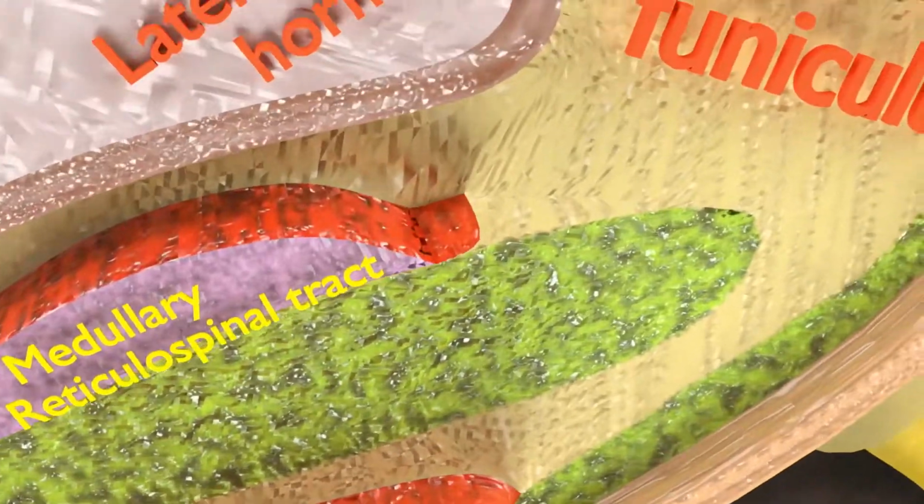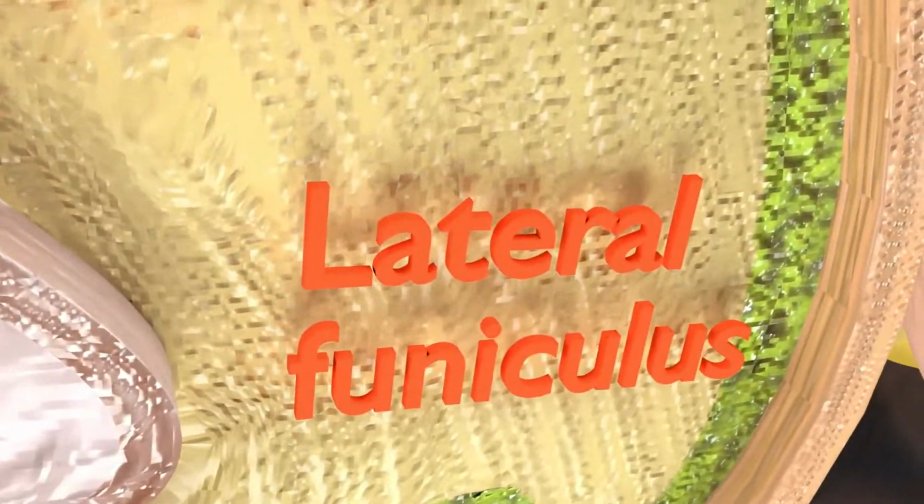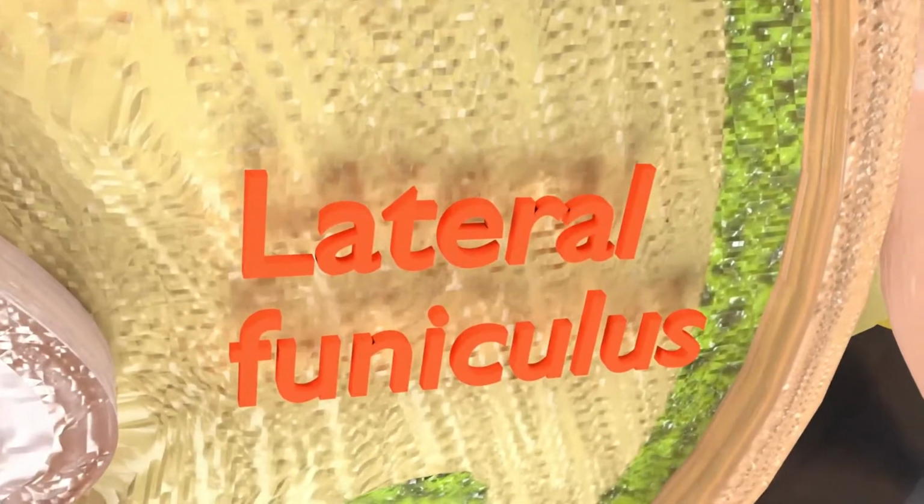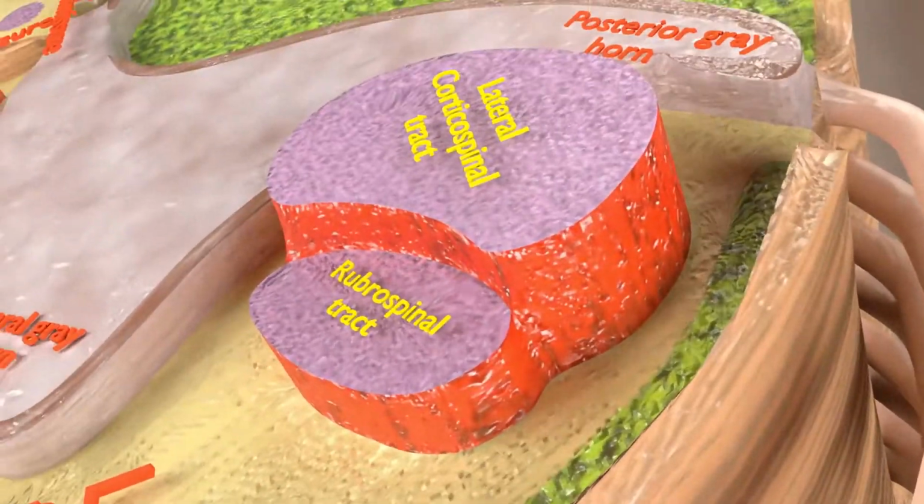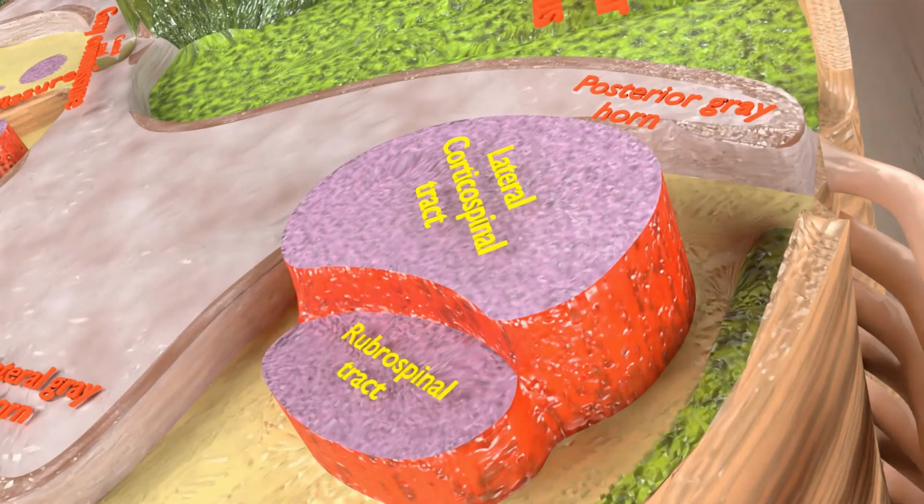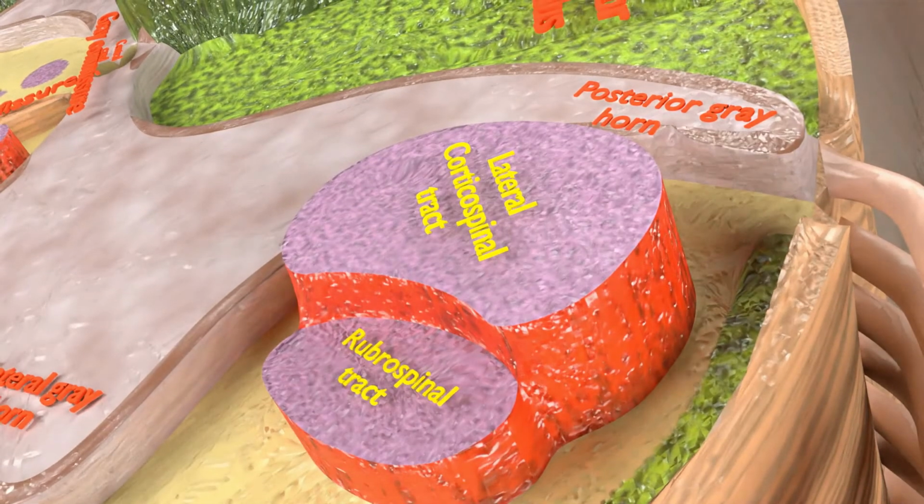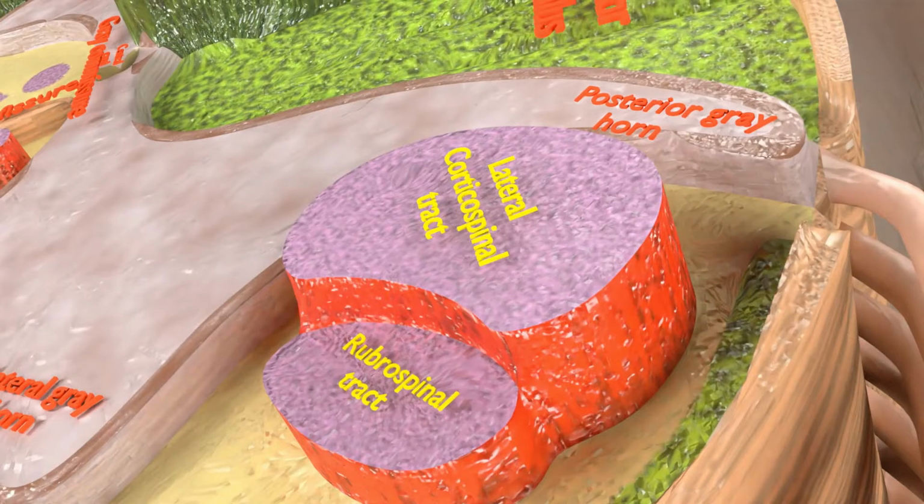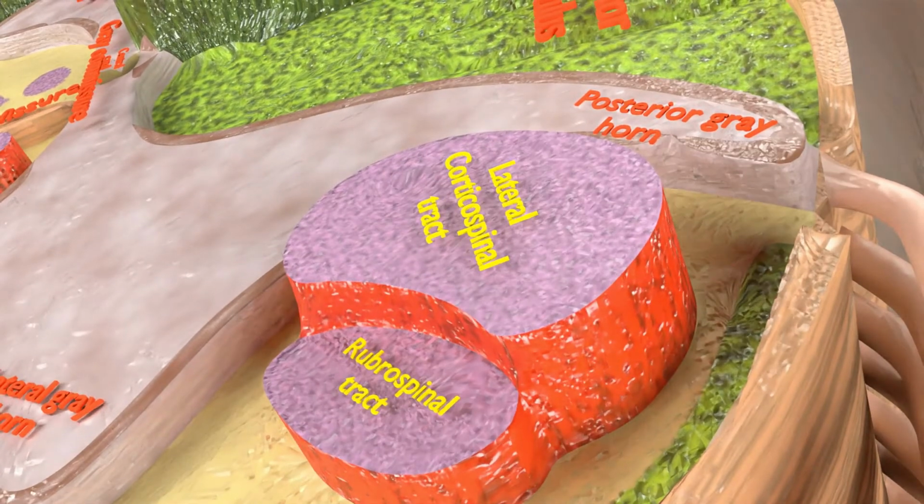The lateral funiculus is limited ventrally and dorsally by the ventrolateral and dorsolateral sulci. These include the lateral corticospinal tract, lateral vestibulospinal tract, and the rubrospinal tracts, located in the lateral funiculus or lateral column.